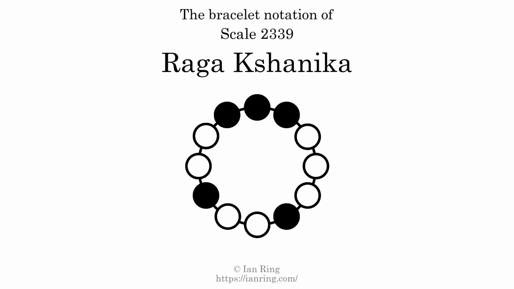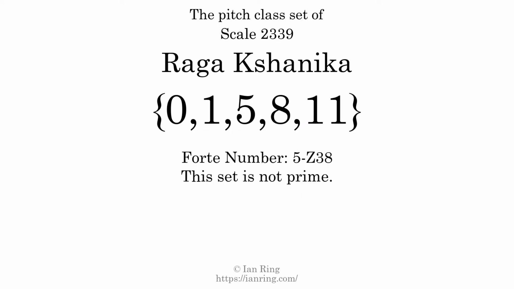This is a bracelet notation diagram of scale 2339. The shaded circles represent tones that appear in the scale, and they are read clockwise, starting at the top. The pitch class set for this scale is 0, 1, 5, 8, 11. The forte class is 5Z38. This set is not prime.